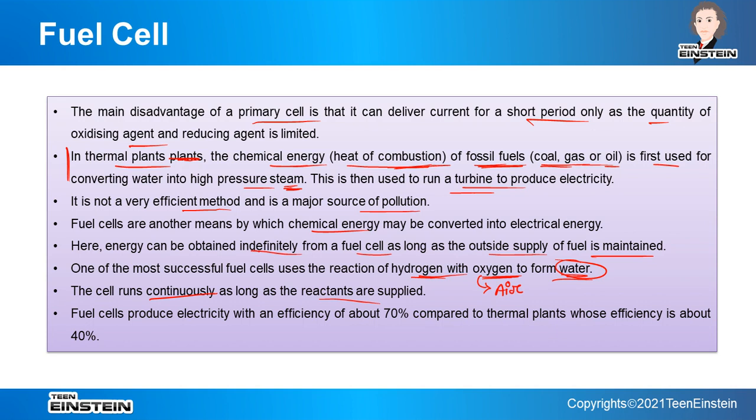That we will see when we discuss the mechanism of the fuel cell. And a fuel cell produces electricity with an efficiency of about 70%, which is very good, and in the case of thermal plants the efficiency is almost half of it. So it is very less. Considering all these points, you can understand how significant the fuel cell is, because it is pollution free, and the starting material is available as long as we can supply it. Starting materials are also not difficult to obtain. So from all these points of view, this is convenient compared to other cells.